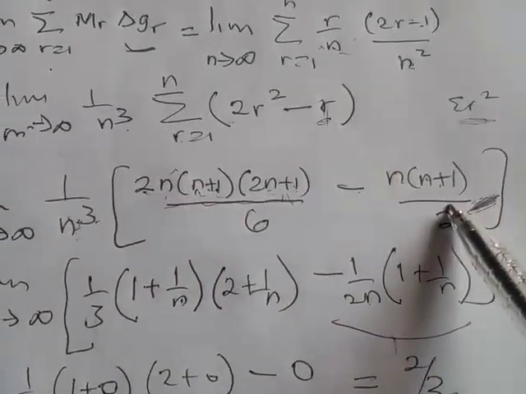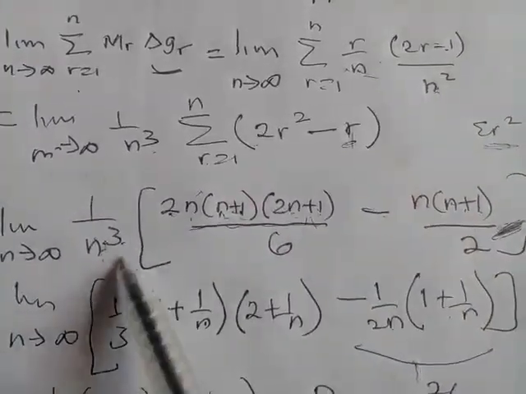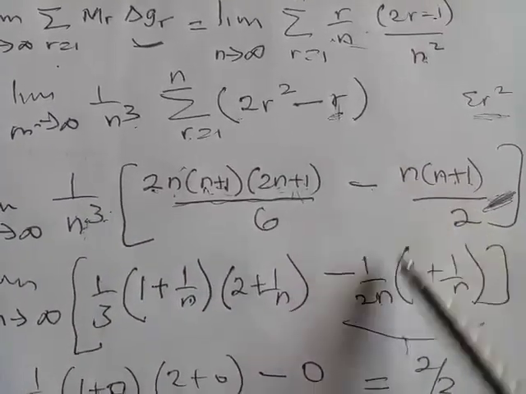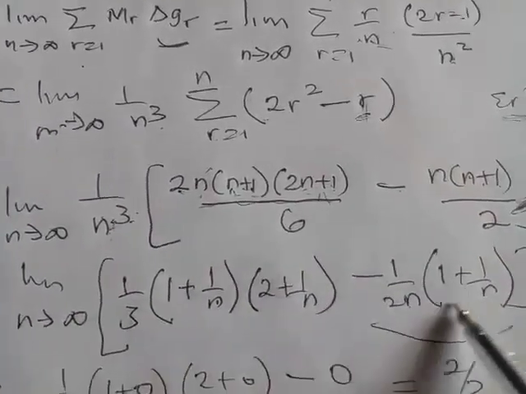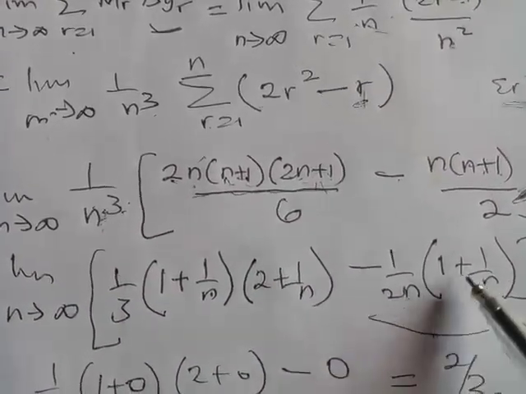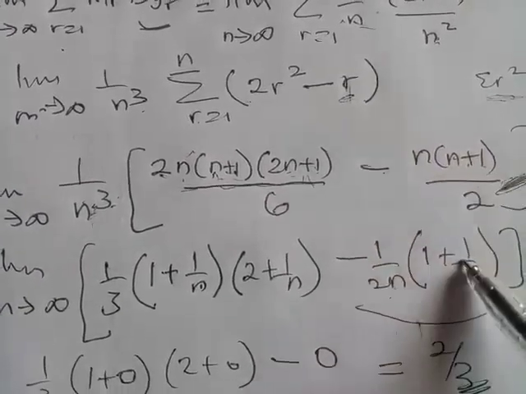The same thing goes to this. You know, this n has cancelled one of these n cube. It will remain n squared. So that's why we have 1 over 2n, the first n squared. The second one is being divided by this. This is 1 plus 1 over n.